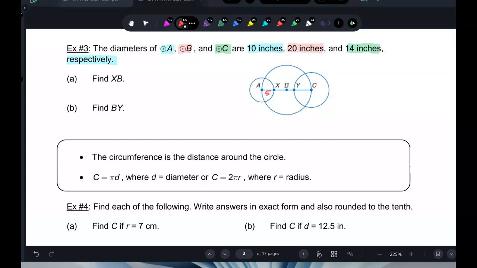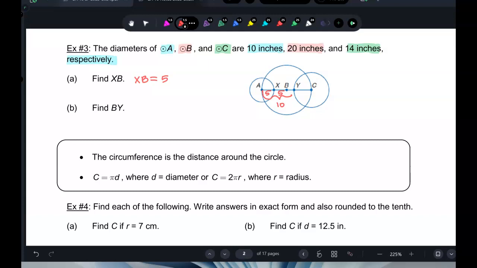Circle B has a diameter of 20. Wait, how do we know x is 5? If this is 5 and this whole thing is 10, because that radius has to be 10, what's left over is 5.